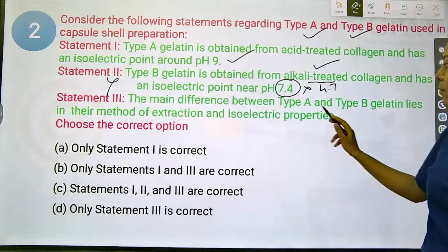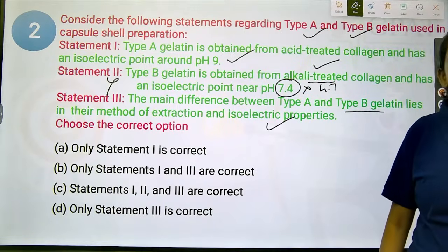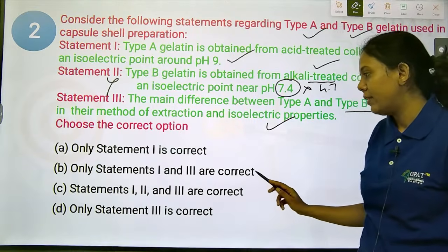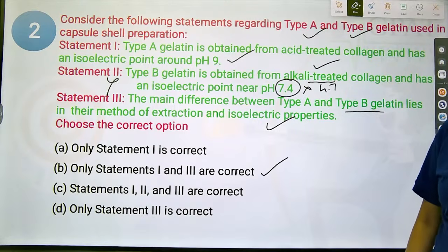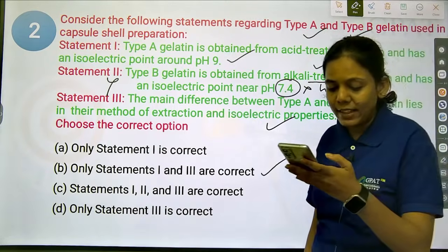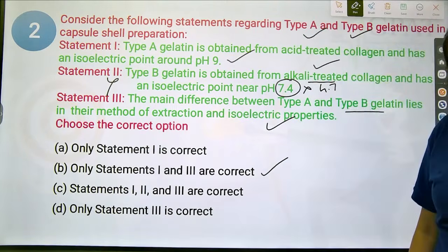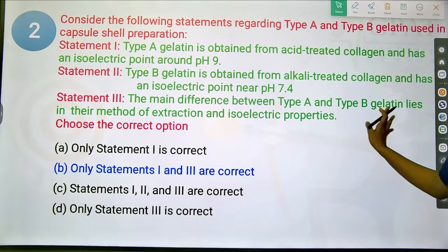The main difference between type A and type B gelatin is the method of extraction and isoelectric point properties. So statement 1 and statement 3 are correct. So where is given statement 1 and statement 3? Very good. Option B is the right answer. All of you, I can see. Some of you have answered. Very good, all of you. Very good. 4.7 is the right answer. Yes, very good. So this was the second MCQ.